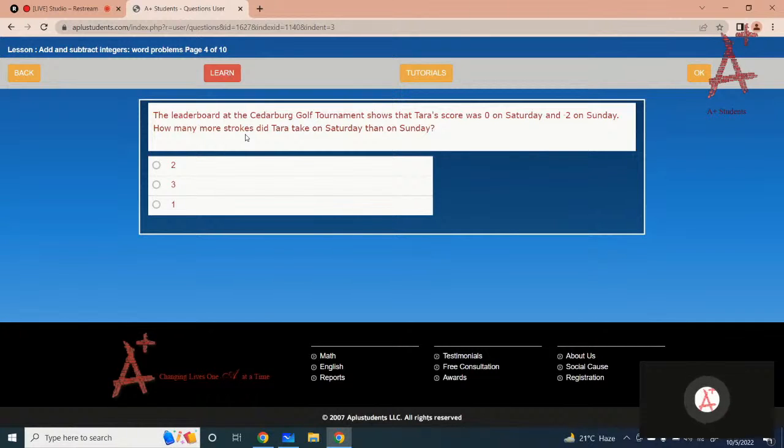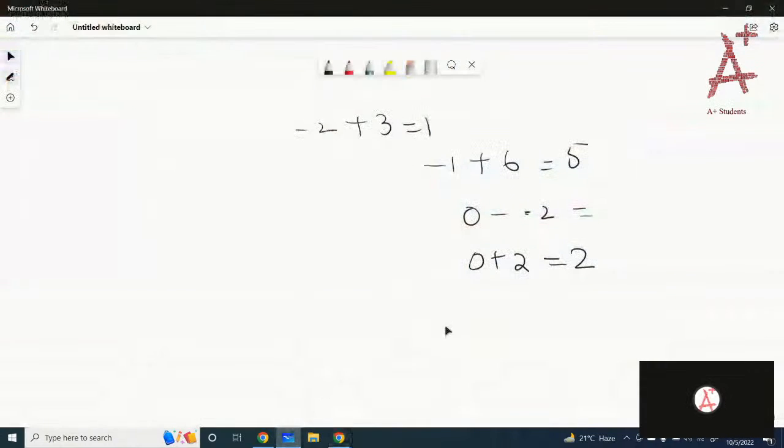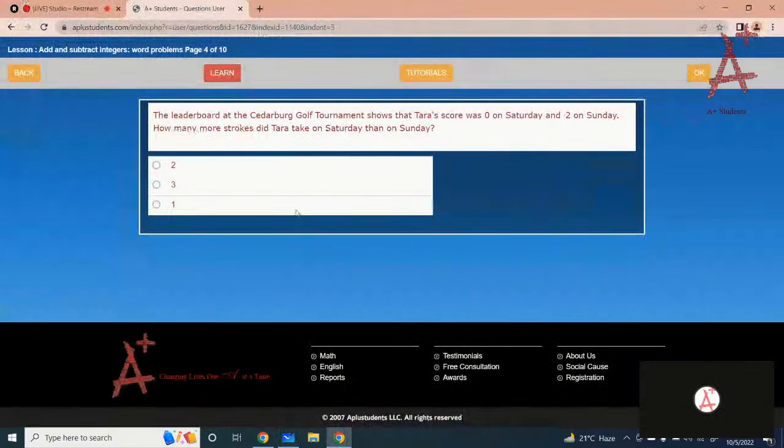Yes, it is. So you have to do 0 subtract -2. So 0 subtract -2 is 0 plus 2 and that equals 2. Very good. So it is 2.